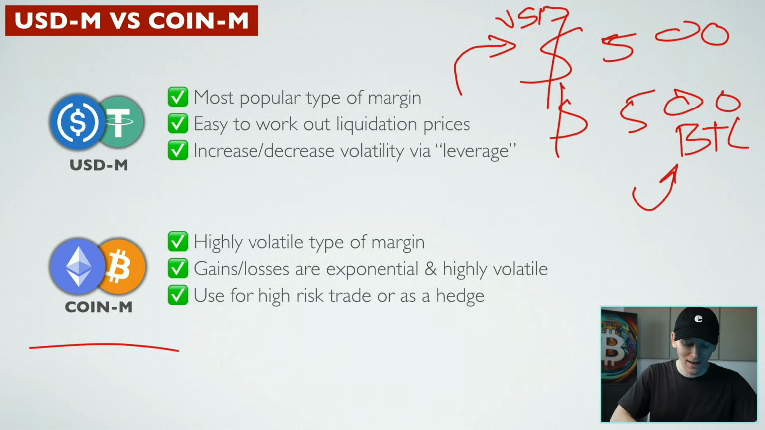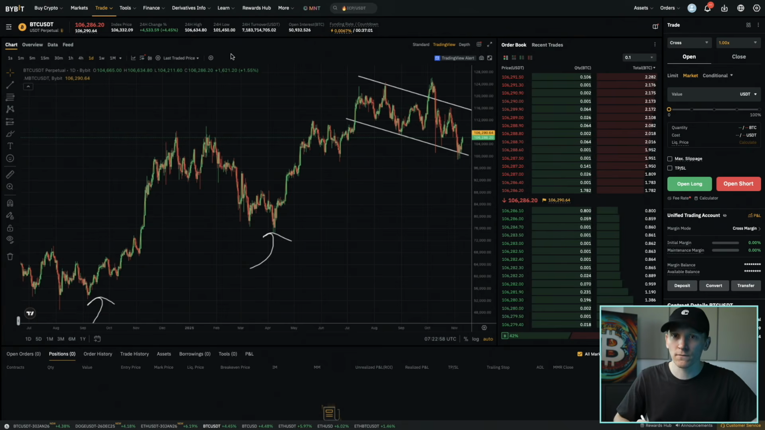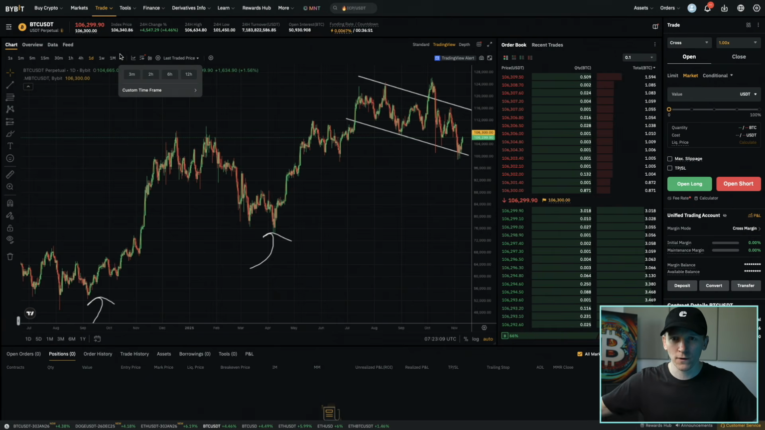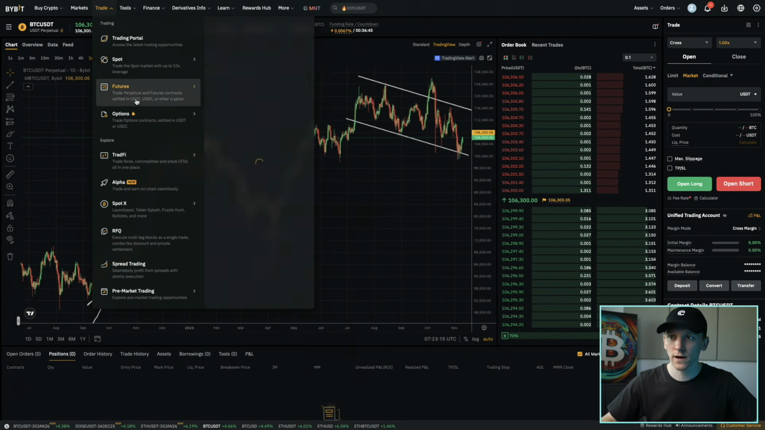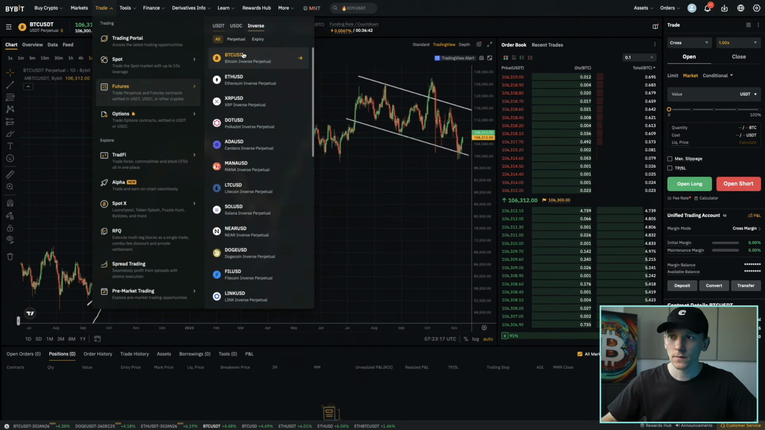With inverse contracts, we not only fund our positions with the asset, not dollars, but we also exchange profits and losses in the asset and not dollars. So as an example here, we have the US dollar margin contract. If I make a profit, I will actually get dollars back in my account. And I know that I can fund with dollars. You can also fund with other assets as well, but it's the dollar value of those, and profits and losses are exchanged in dollars. What I'm going to do now is go to trade, futures, inverse, Bitcoin USD.